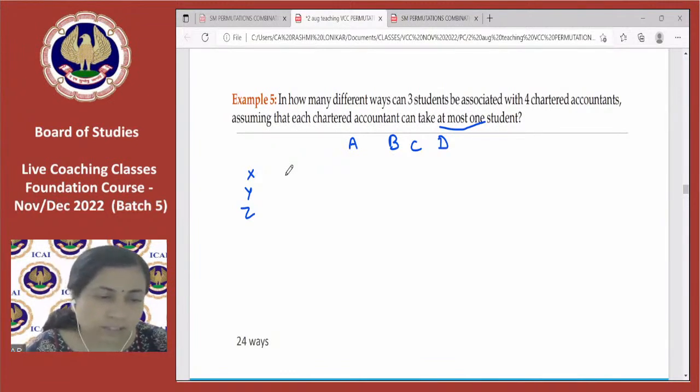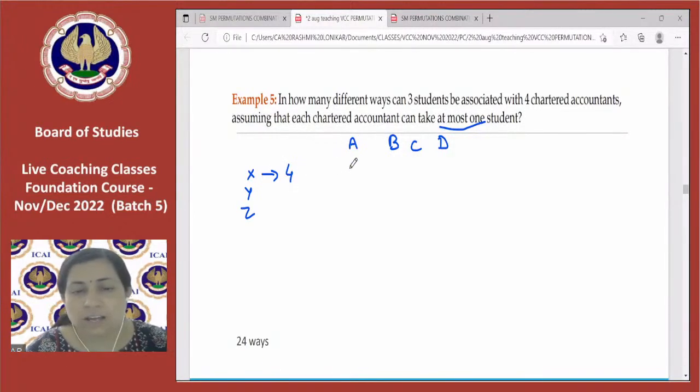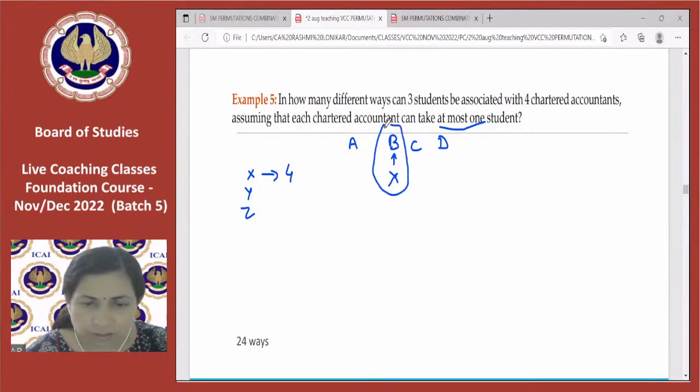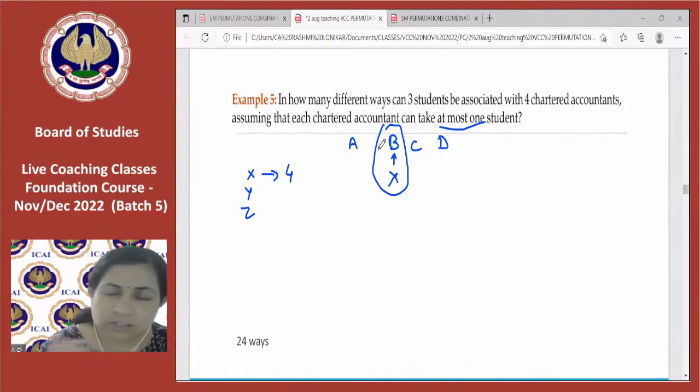Suppose X is the first one to go. How many choices does X have? He can go to either A, B, C, or D. So he has 4 choices, right? Suppose X feels that he is going to be associated with CA B. Now the availability of CA B is no longer there, since X has been placed at B's office. So CA B is not available.